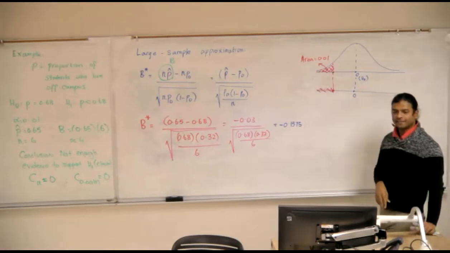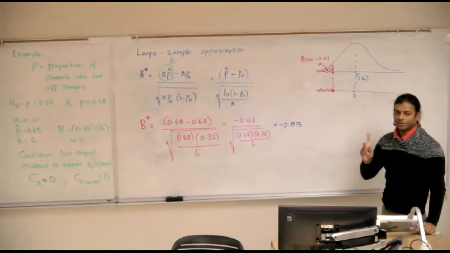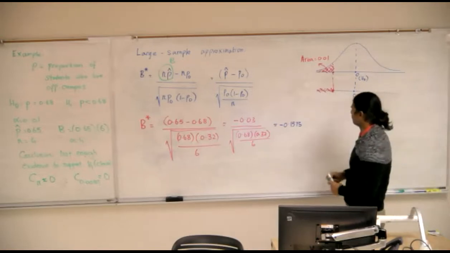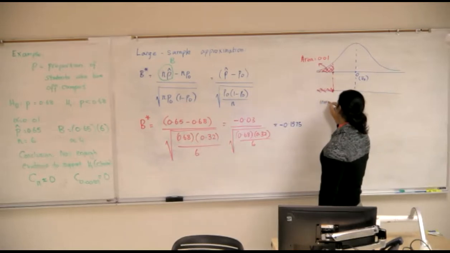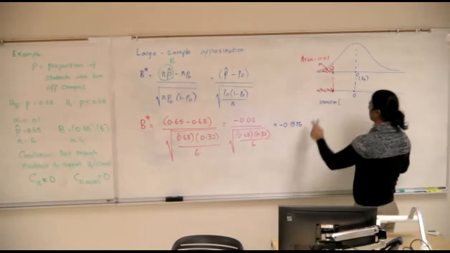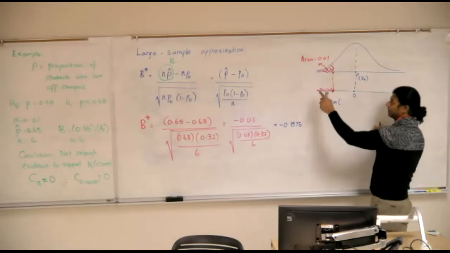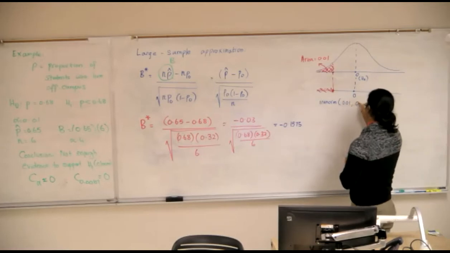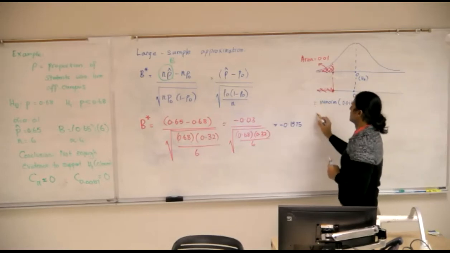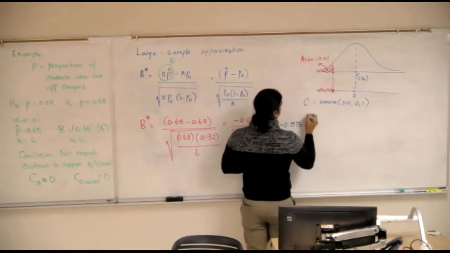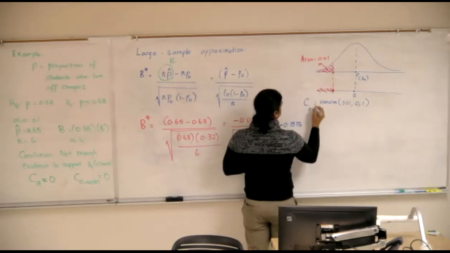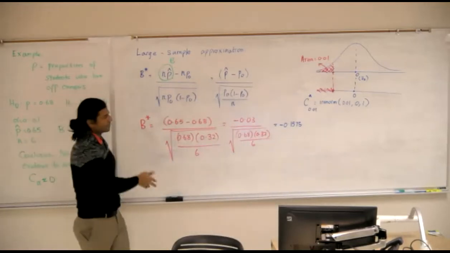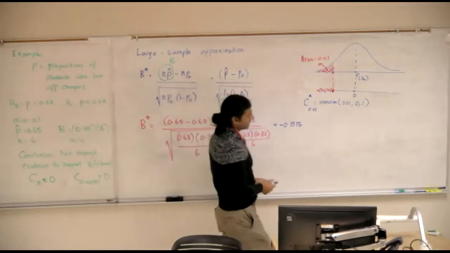How do we find this? I showed you last time: calculator. Use the calculator. We have inverse norm, and we want to type in the area below. The area below is given in the problem. It is 0.01, followed by the mean and standard deviation. That is the critical value C star, because it is an approximation, not the exact critical value.